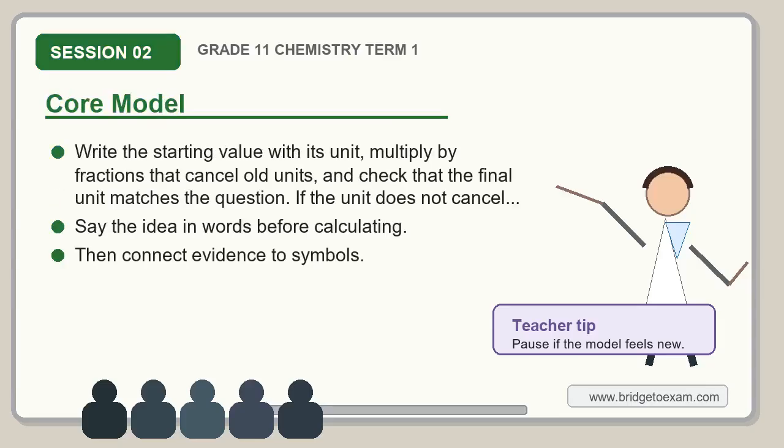The core model is this. Write the starting value with its unit, multiply by fractions that cancel old units, and check that the final unit matches the question. If the unit doesn't cancel correctly, the setup is wrong even before you calculate. Do not rush to an answer. Build the model first. Then let the model guide the calculation or explanation.